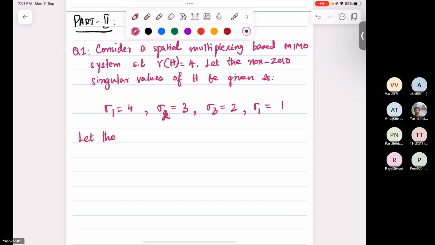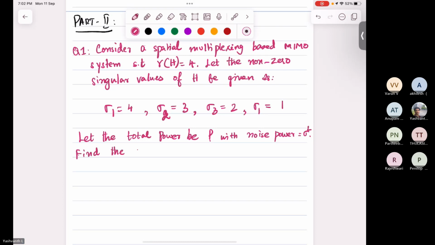Let the total power be P with noise power equal to sigma square. It is the noise variance or noise power.